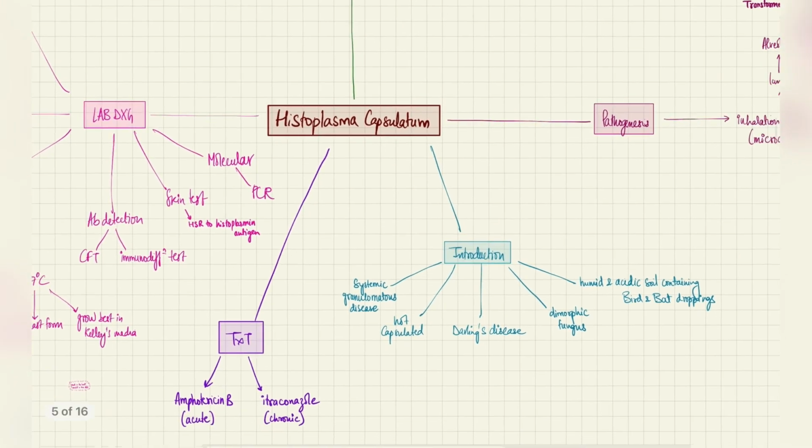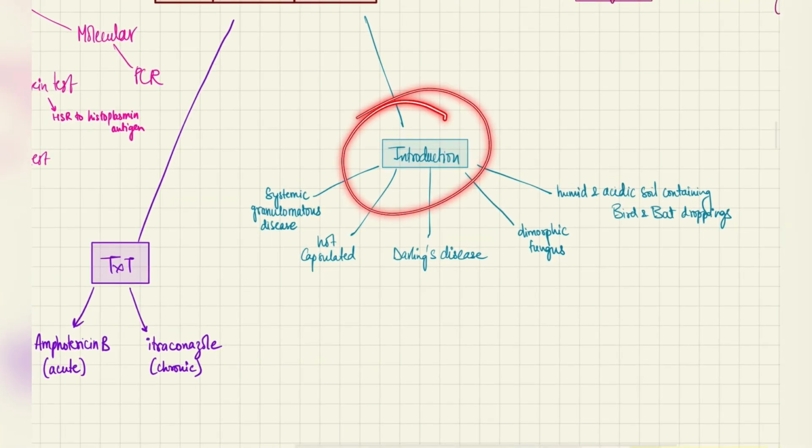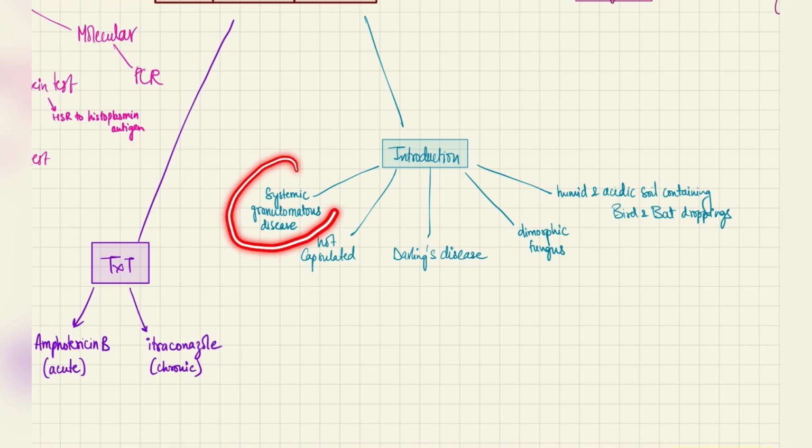Let's start with Histoplasma capsulatum, a fungus. Coming to the introduction, this is a systemic granulomatous disease. This is what you'll write in the definition: a systemic granulomatous disease.